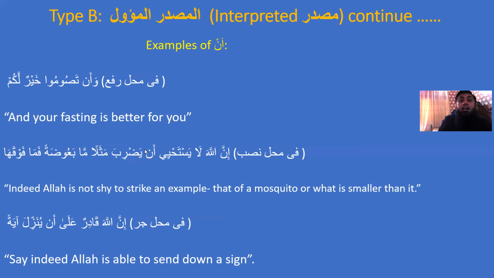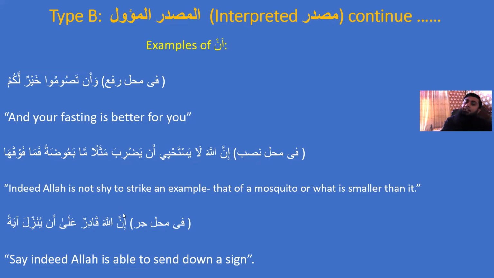This an is harf nasab wa masdariya, and yadriba masalan ma ba'udatan fama fawqaha is a complete jumla of fi'l mudare. But because of this an, this complete jumla has lost its status of jumla, and an plus the next jumla together is giving you the information of what Allah does not shy of. And this is called maf'ul. And because maf'ul is in nasab status, that is fi mahalli nasab. In this case, this compound structure, an plus the next jumla together, is performing the role of fi mahalli nasab, because it is in the role of maf'ul.